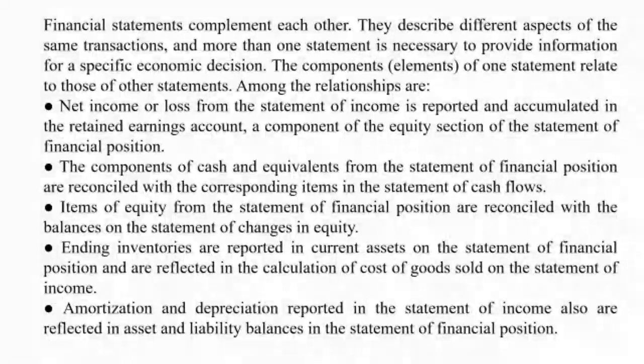Ending inventories are reported in current assets on the statement of financial position and are reflected in the calculation of cost of goods sold on the statement of income. Amortization and depreciation reported in the statement of income also are reflected in assets and liability balances in the statement of financial position.